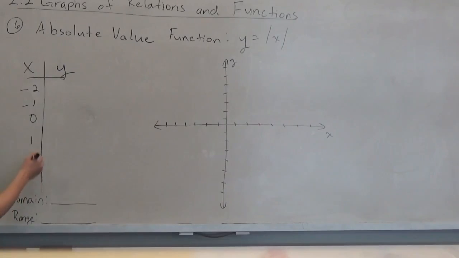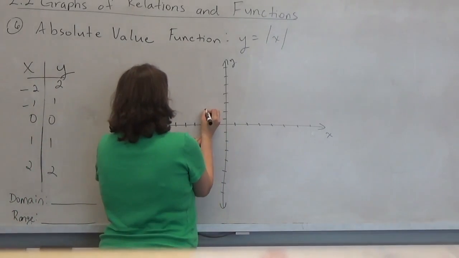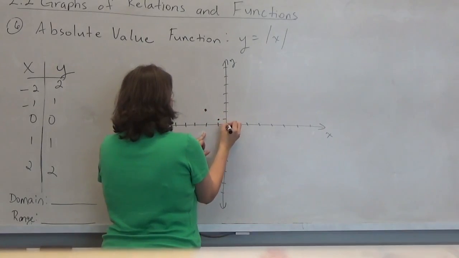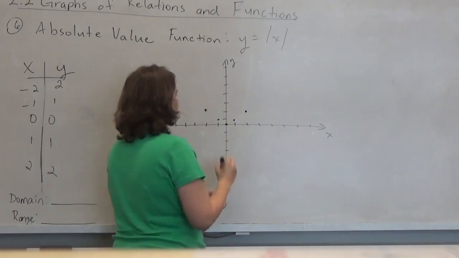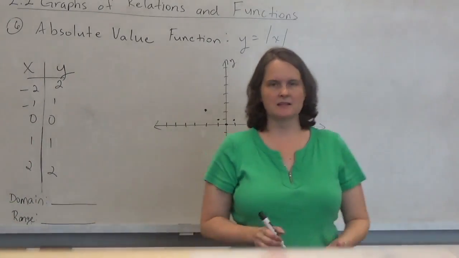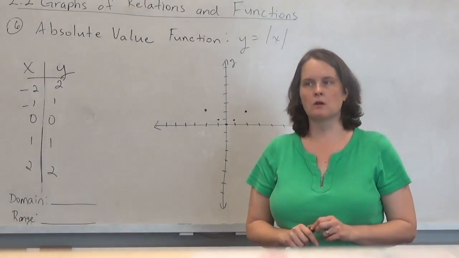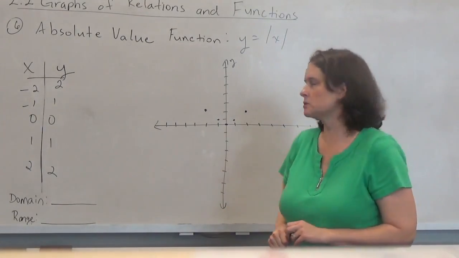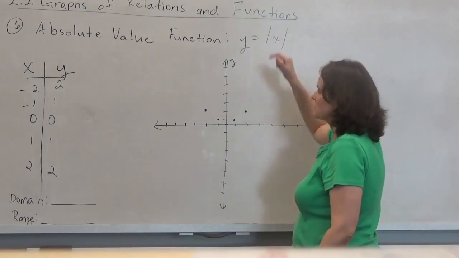So you should have gotten 2, 1, 0, 1, 2 for your y values. All right. Just the dots alone are going to look like this. Then we have to think about how to connect these dots. Would it make sense to connect these using line segments, a ray, or a curve of some sort? What kind of exponent do I have on my x? This is x to the first power.